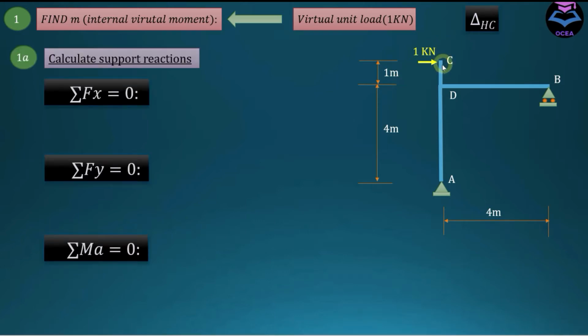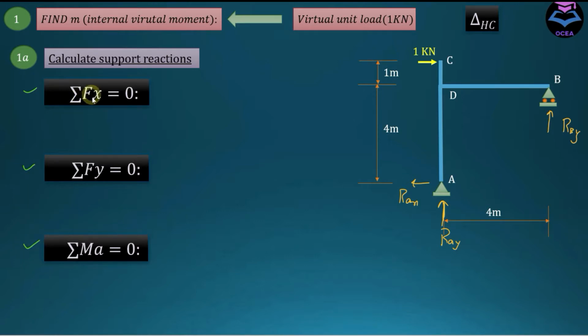After applying unit load at point C, calculate support reactions. So at A, we are going to have two reactions since it's a pin, and this one's going to be RAX, and this one will be equal to RBY. To determine reactions, apply conditions of equilibrium.